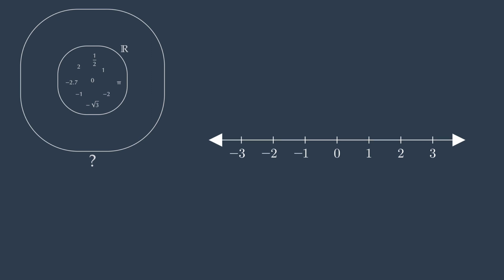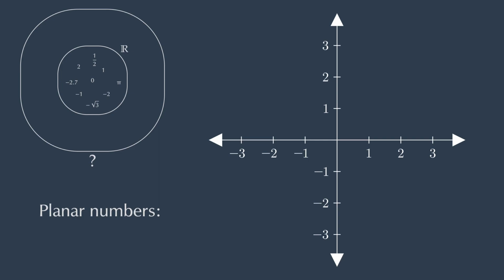Naturally, we can expand our collection of numbers from the one-dimensional number line to a two-dimensional coordinate plane. What should we call our bigger set of numbers? Let's call that set the set of planar numbers for the time being. We'll denote our set by the letter P. Just like we associate each point on the number line with a real number, we associate each point on the 2D plane with a planar number.